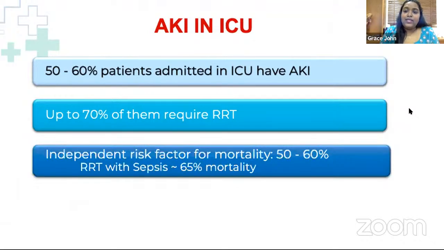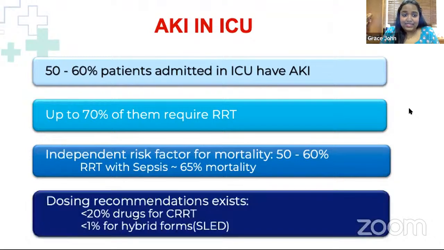And you know that once a patient goes into an RRT because of an AKI, the mortality goes up considerably high. 50 to 60% mortality is already there. And when it is an AKI because of sepsis or septic shock and multi-organ dysfunction, the mortality goes even higher. So AKI is a real problem when it comes to the critical care setting.